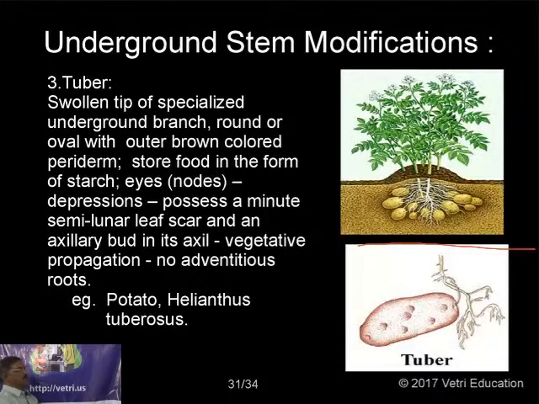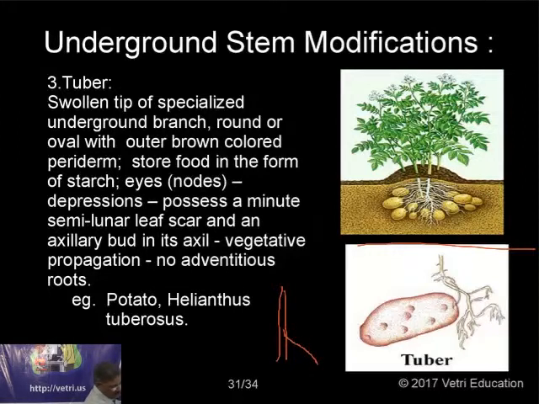Regarding the underground stems, the third one is the tuber. Here you can find the lower branches. If this is the stem, the lower branches develop and the tip enlarges, and this branch grows so that automatically it enters into the ground. Look here, this is the soil surface.